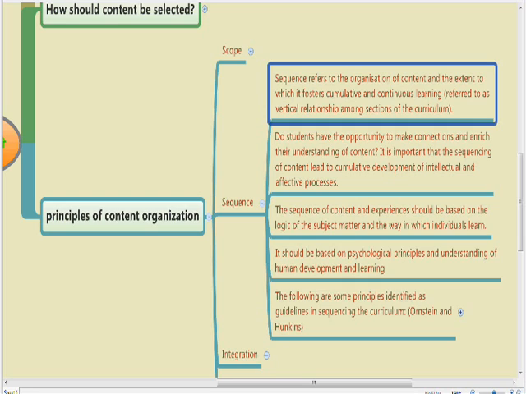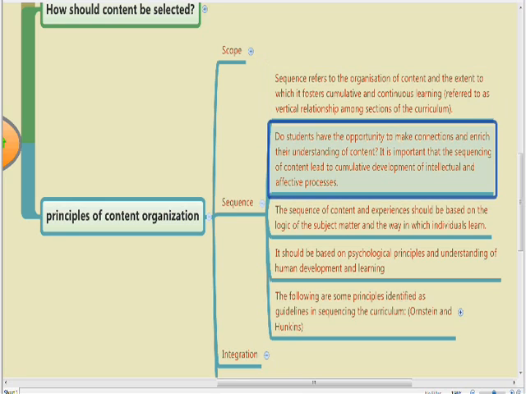What it refers to is, vertical relationship talks about, let's say, what you're going to learn in year 1, year 2, year 3. So they are vertical columns. And then the horizontal ideas are ideas that are taught across, let's say, semester 1 in each year. So this whole notion, and how do you sequence it in an organized way? Do students have opportunity to make connections to enrich their understanding of content?